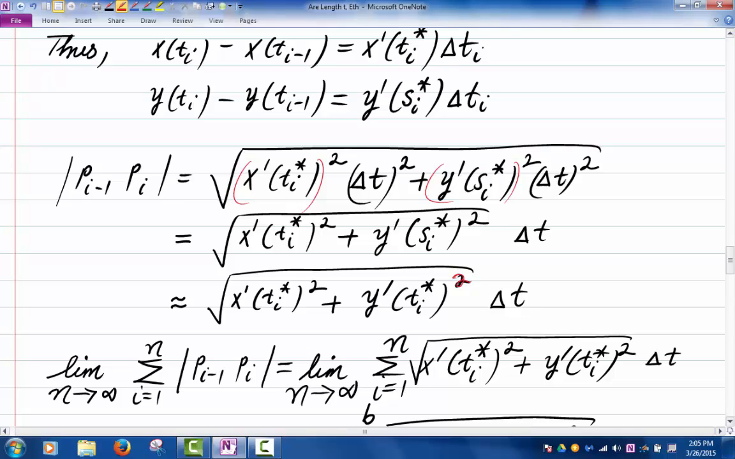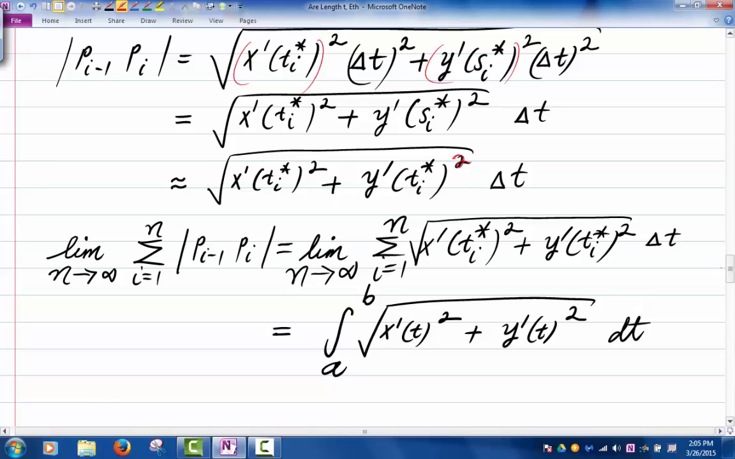If I have this now, what is the summation? So if I look at the summation and the limit as n goes to infinity, the summation of the length of the line segment between P_i and P_{i-1}, that summation is now looking like the summation i going from 1 to n, the root of x prime of t_i star squared plus y prime of t_i star squared.